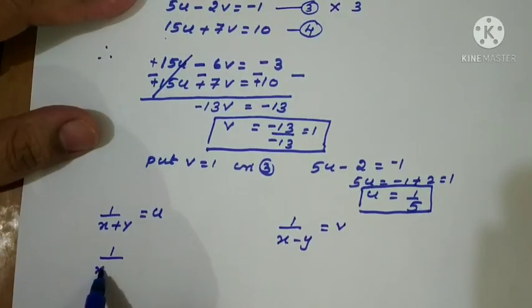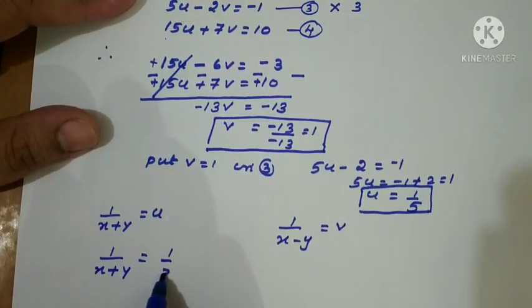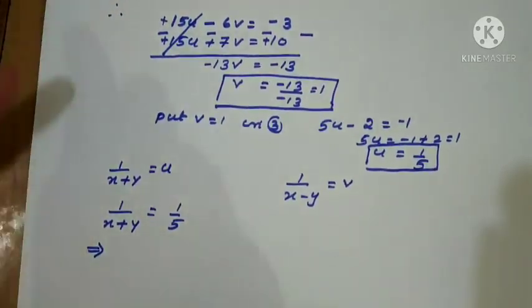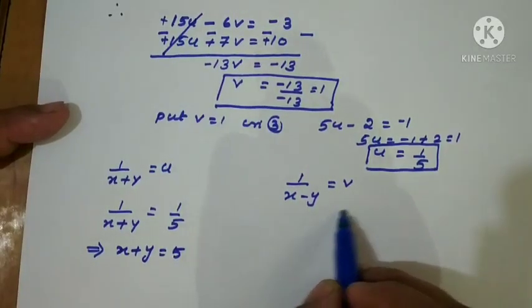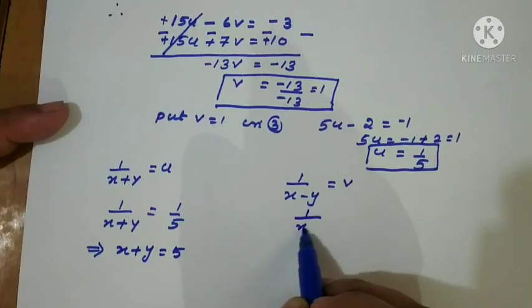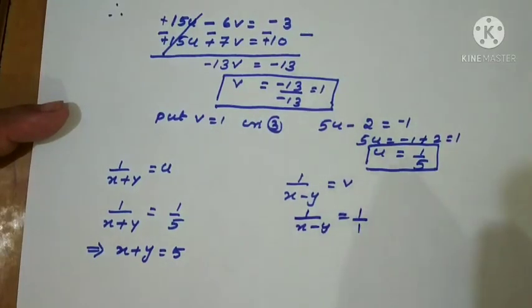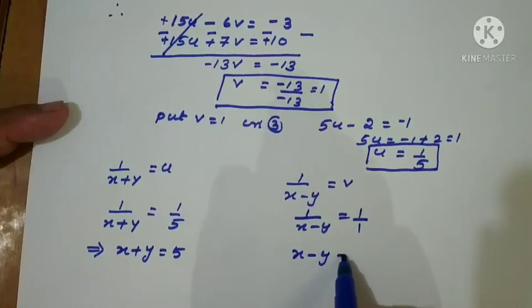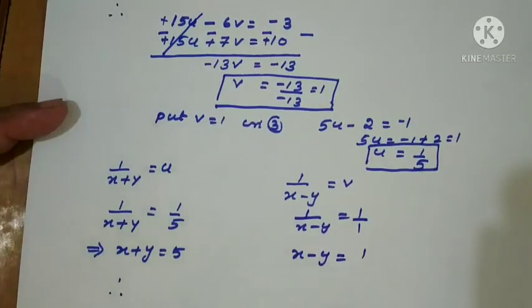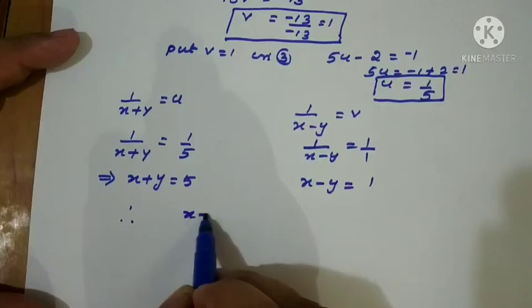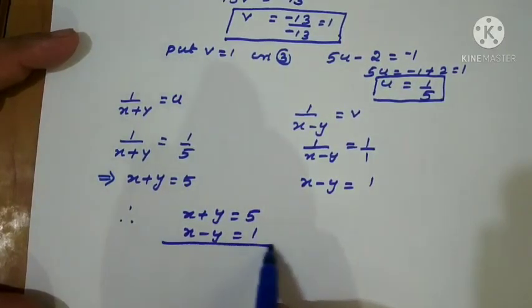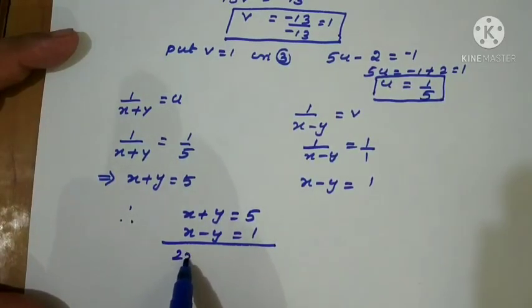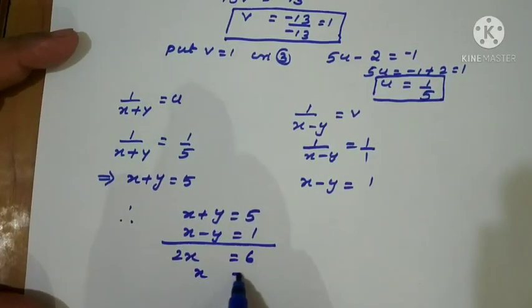So 1/(x+y) = 1/5. After cross multiplication, x + y = 5. And on this side, 1/(x-y) = 1, which means 1 by 1, therefore x - y = 1. Again, x + y = 5 and x - y = 1. Just add, because these have opposite signs. 2x = 6, x = 3.